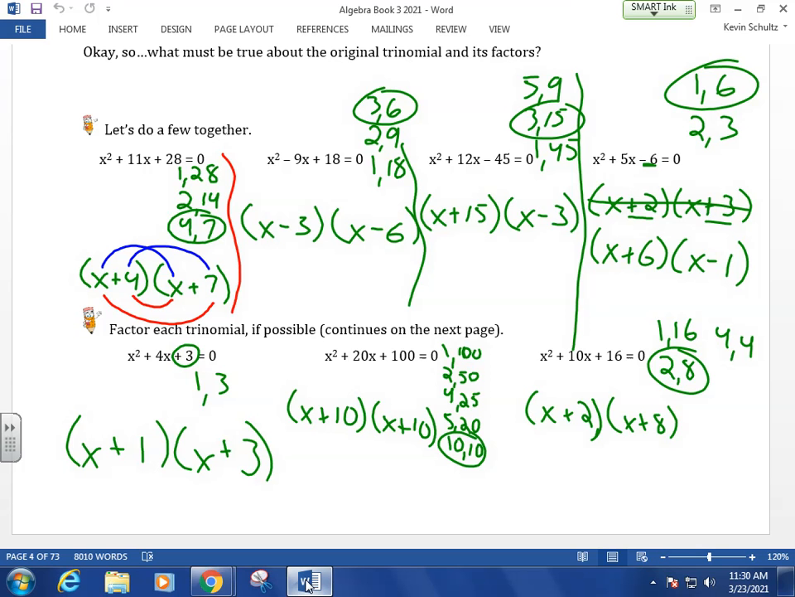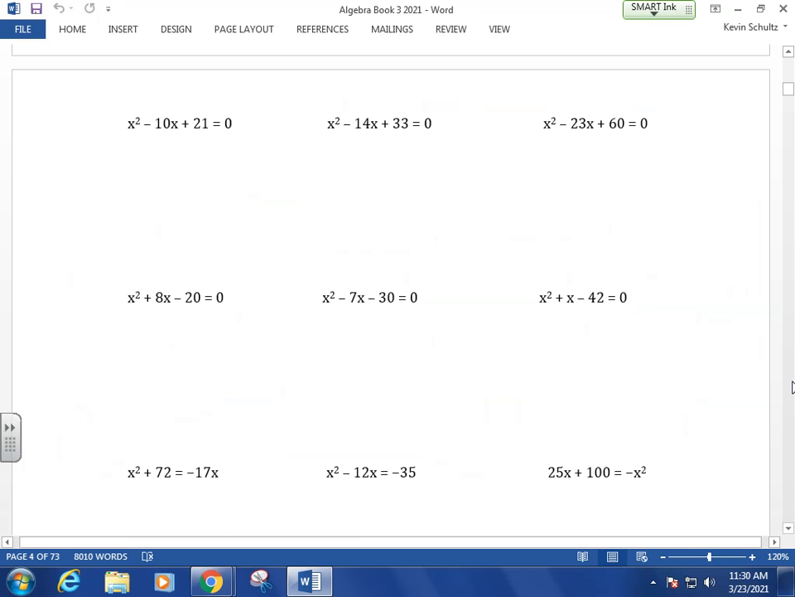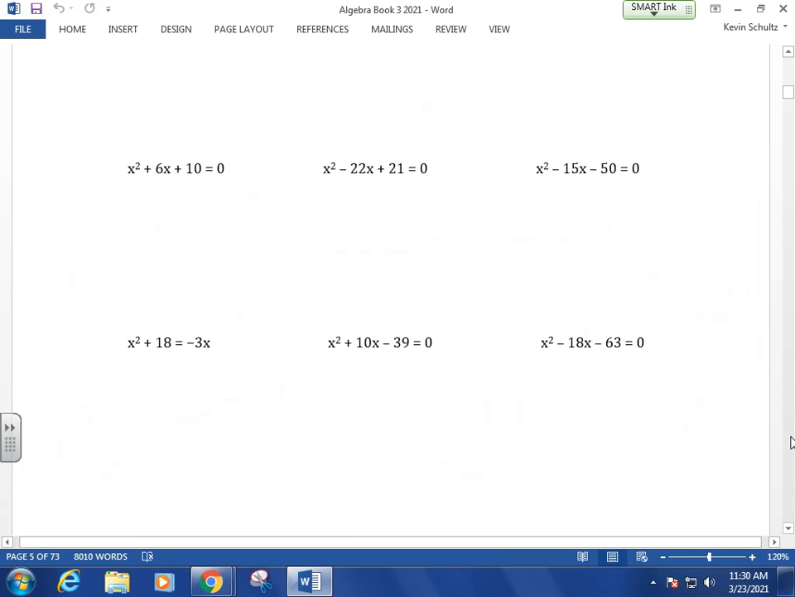Let's take a look at an example of one that's not possible. What'd you find? Fourth row, first one. X squared plus 6x plus 10. Okay? And what makes this one not factorable? What makes it not factorable? Gabby? Right. No factor pair of 10 adds or subtracts to make 6. Okay?